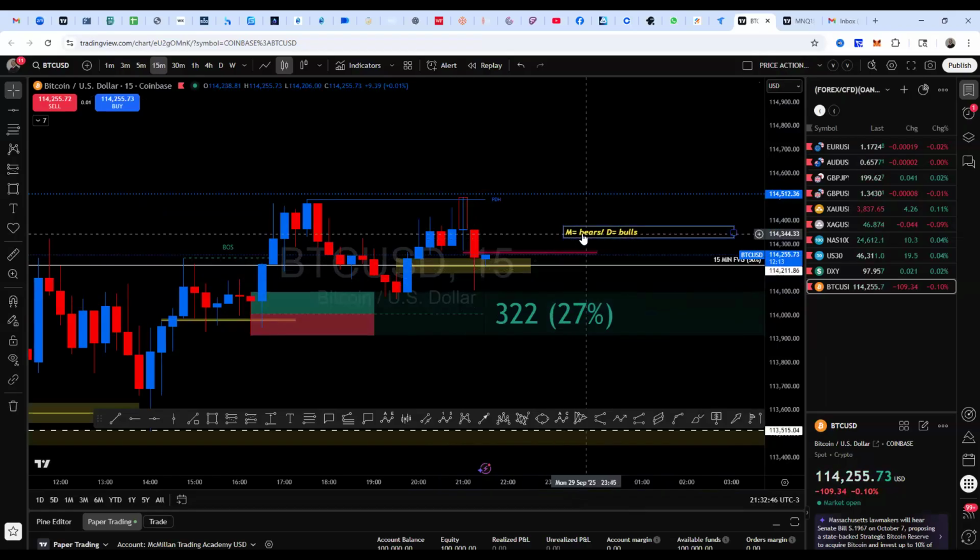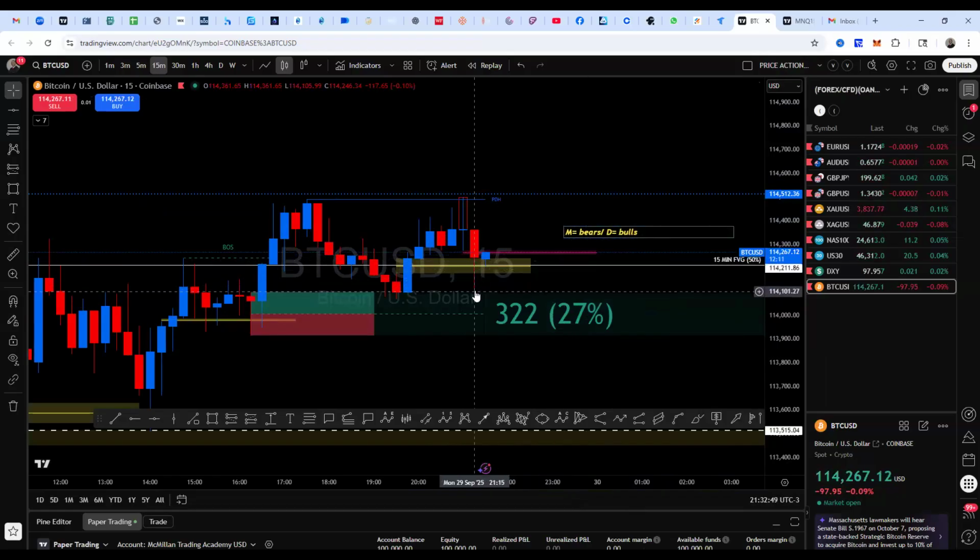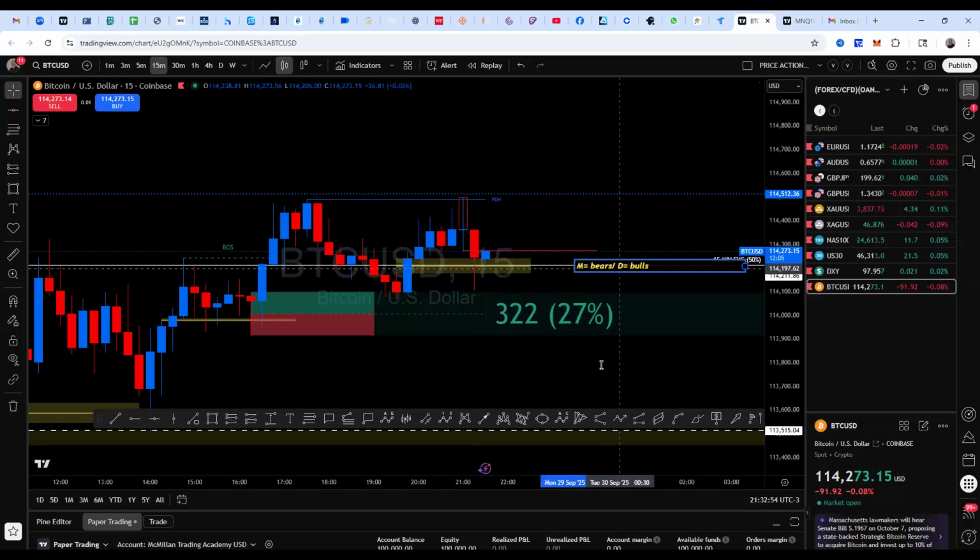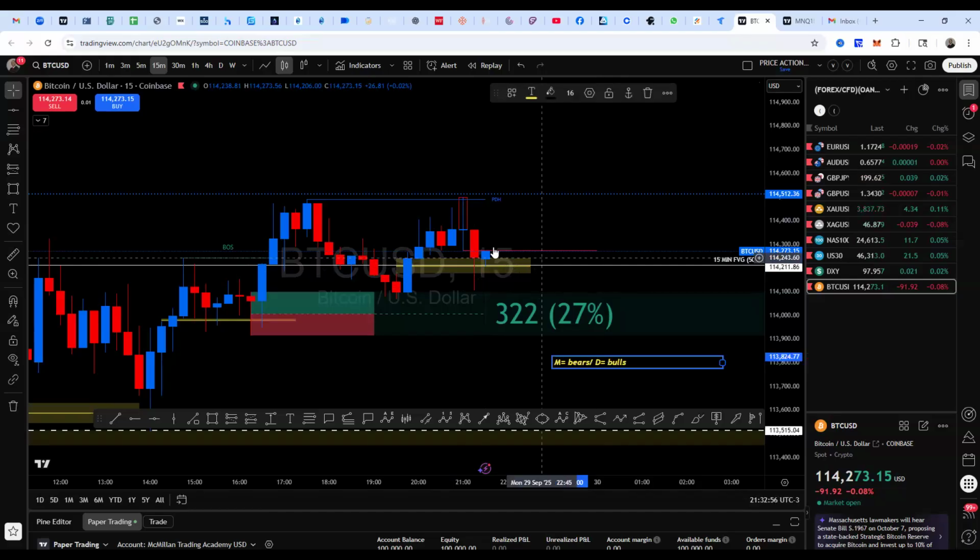Let's see, when we talk about manipulation of the lows, we have a manipulation here. But actually, I would wait for the fair value gap to close here, then I'll probably take it up since it's respecting the fair value gap here, as we're just looking at it. So let me just wait for the next candle.